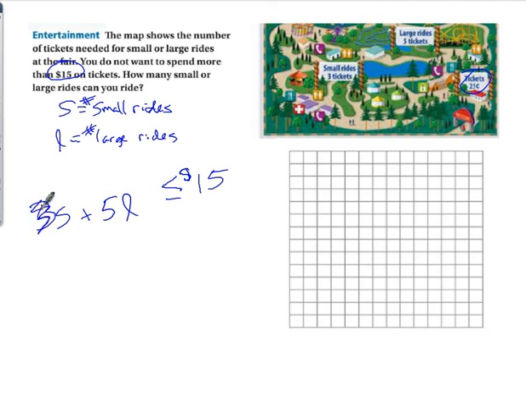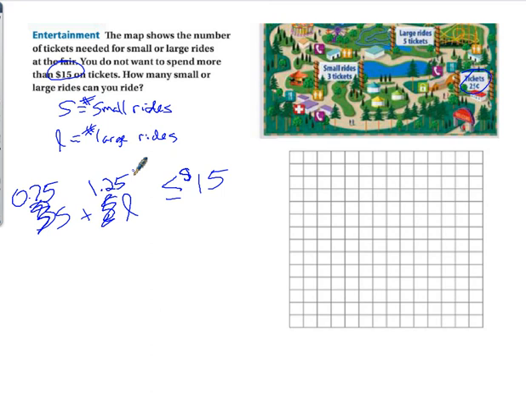75 cents. So actually I need 75 cents, 0.75s. And then what does the 5L turn into? Good, $1.25 per large ride. So 1.25. Now I am in terms of money. So this is now a good inequality. Okay, so we want to graph this.